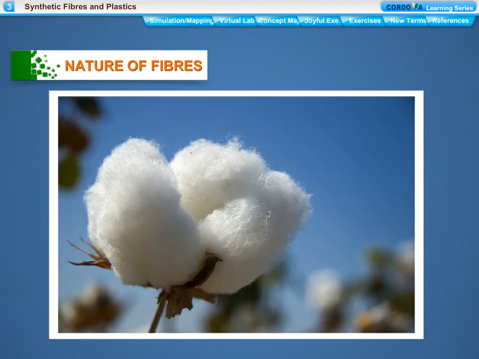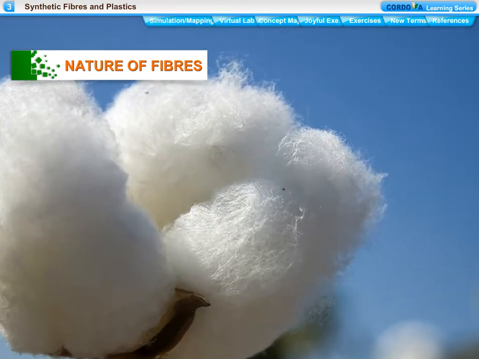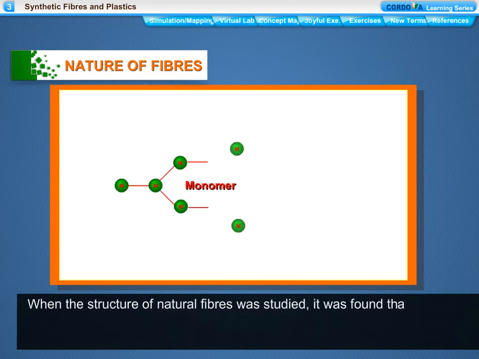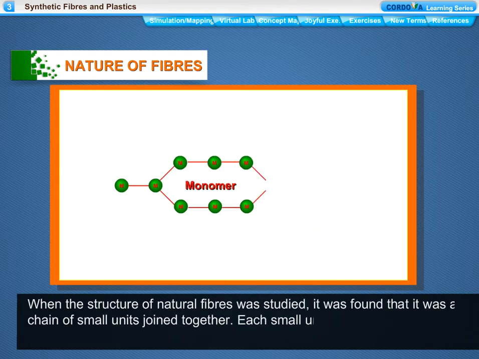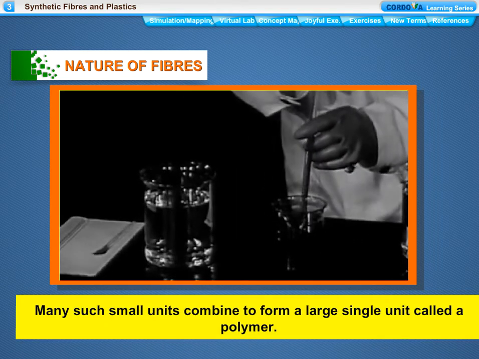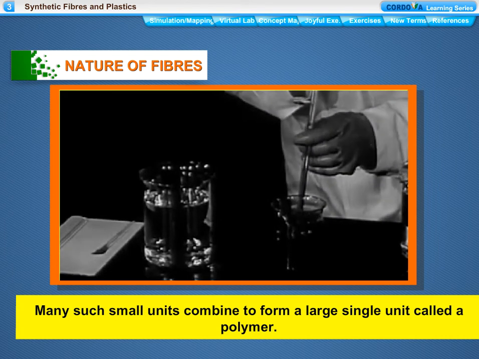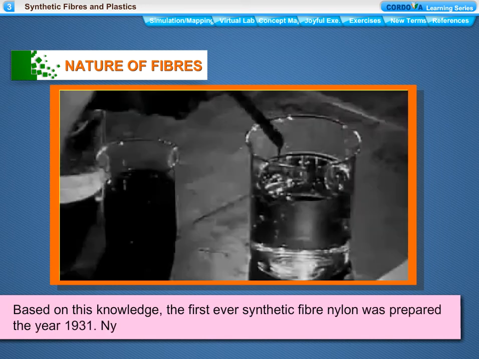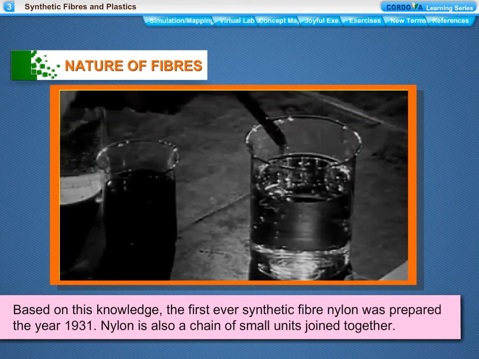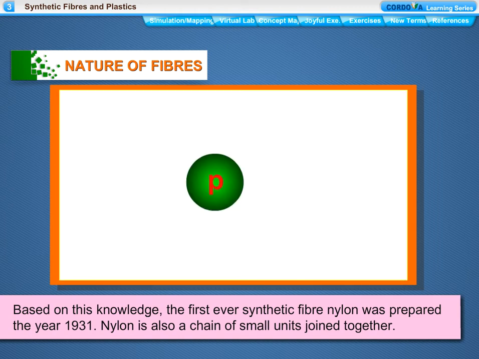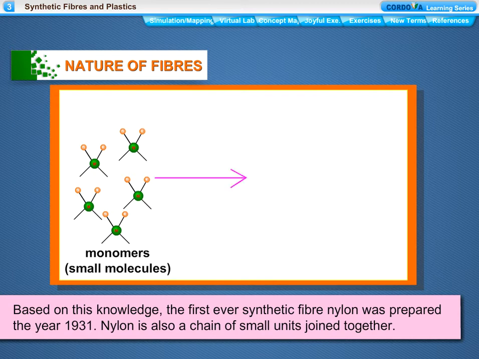Nature of fibers. When the structure of natural fibers was studied, it was found that it was a chain of small units joined together. Each small unit is actually a natural substance. Many such small units combine to form a large single unit called a polymer. Based on this knowledge, the first ever synthetic fiber, nylon, was prepared in the year 1931. Nylon is also a chain of small units joined together. Each small unit is actually a chemical substance produced in the industries.